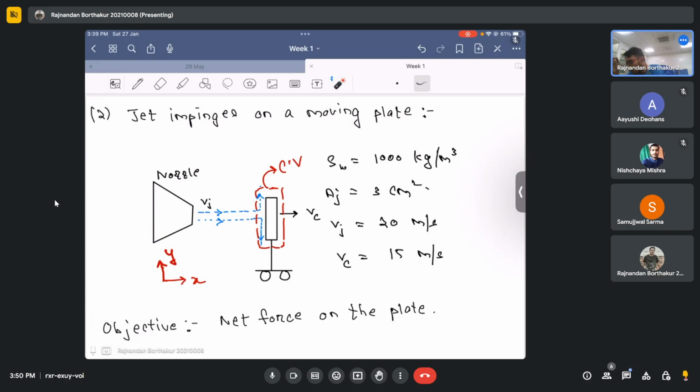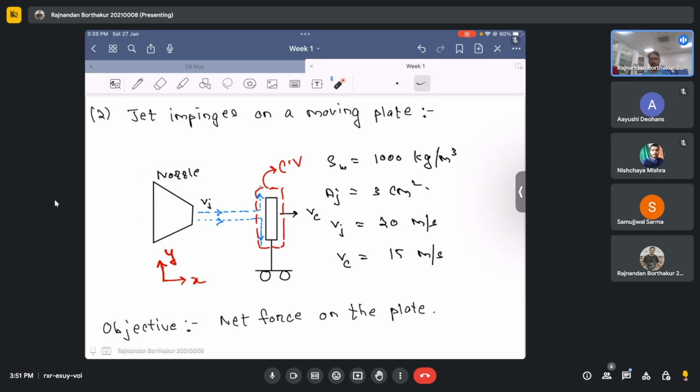As you can see, this plate also moves with some velocity Vc, which is 15 meter per second. Since the jet comes out with a velocity higher than the cart or the plate velocity, the water jet would now hit the plate. Since Vc is less than Vj, based on the relative velocity concept, the water would hit the plate. The objective is: if the water coming from this nozzle hits the plate, what is the force that this plate experiences on this impact?